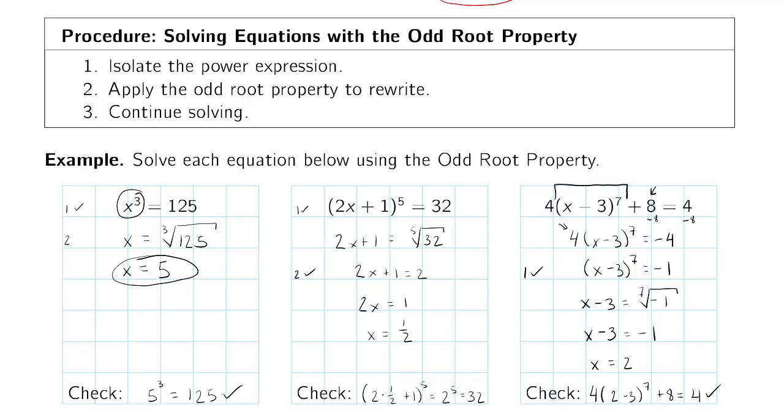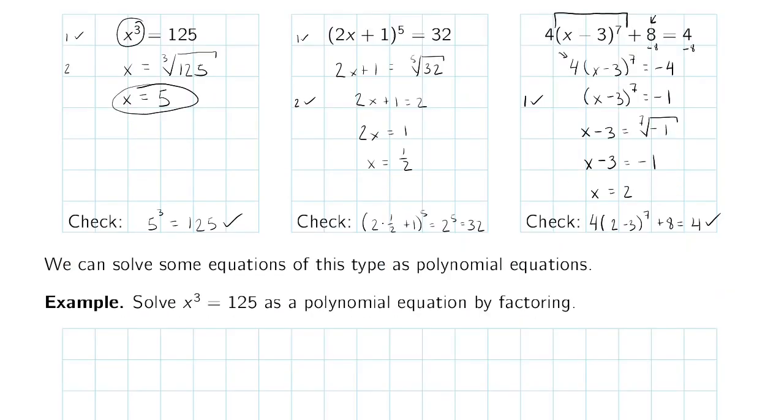So we can use this odd root property when we have a variable expression taken to a power, and that's the only occurrence of the variable. Right? When we have multiple occurrences of the variable, we need to do our more complicated techniques that we use for polynomials. Now, some of these equations we can pretty easily solve as polynomial equations as well.